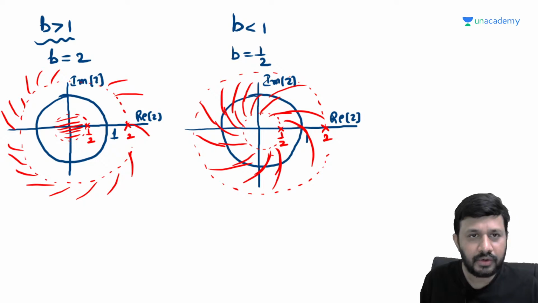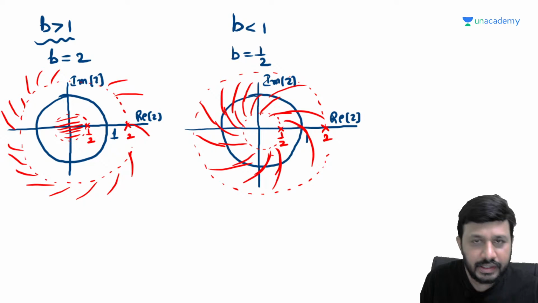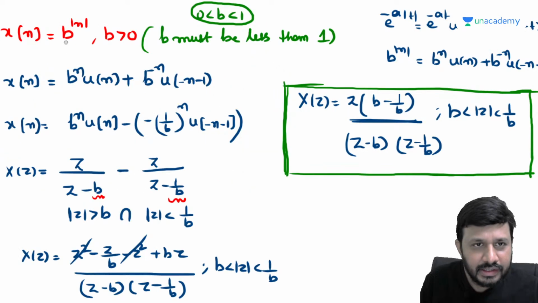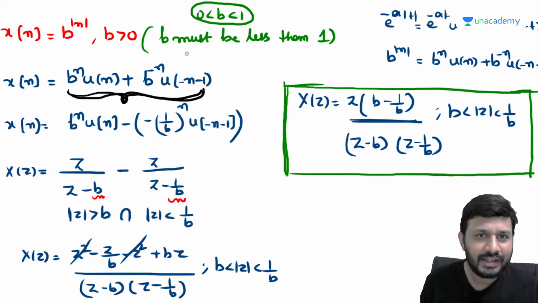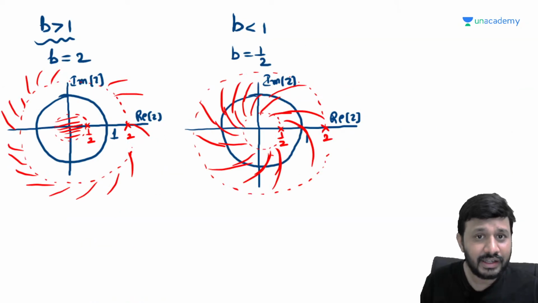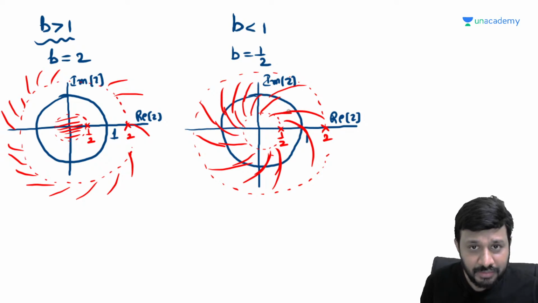Clear? Now we can say one point: if you observe here, this b power mod n is a two-sided signal. As this exists from minus infinity to plus infinity, it is a two-sided signal. And remember, for a two-sided signal, if there is a common ROC, the ROC forms a ring in the Z plane.